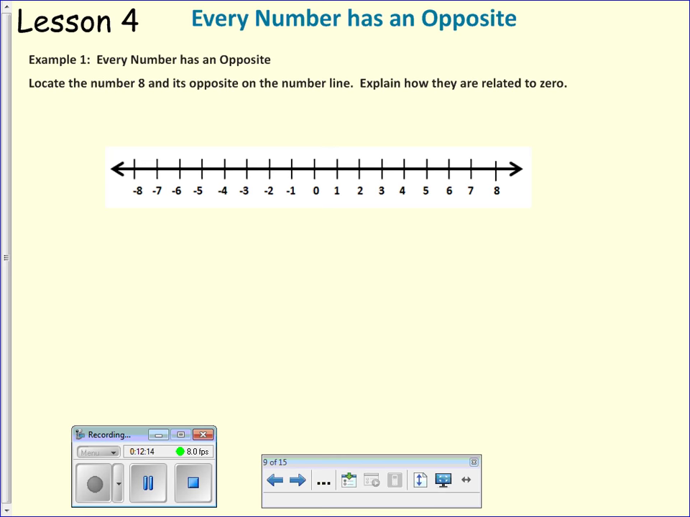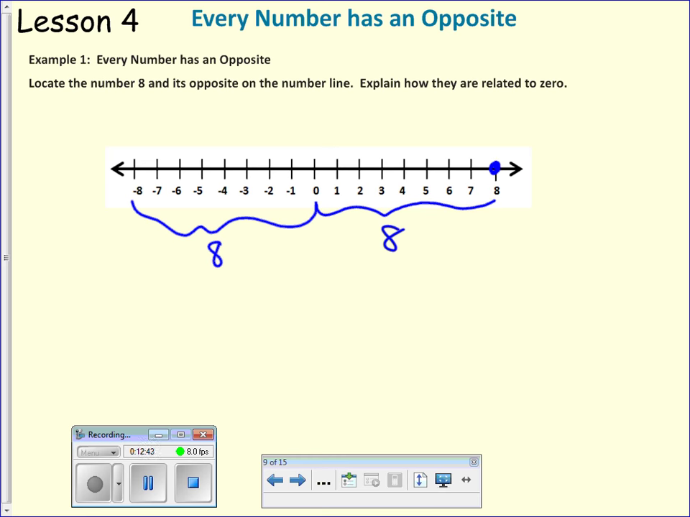So for example 1, they gave you the number 8. How far is the number 8 from 0? 8. Pretty obvious. But some people will be like, wait, what? It can't be that simple. Yes, it can. So now let's go 8 in the other direction. Let's see if I can draw this backwards. I can't. So that's also 8.